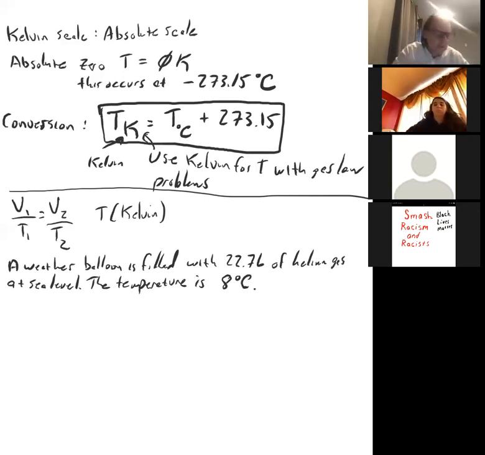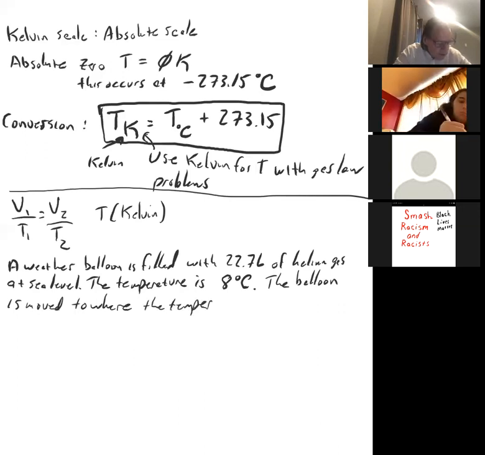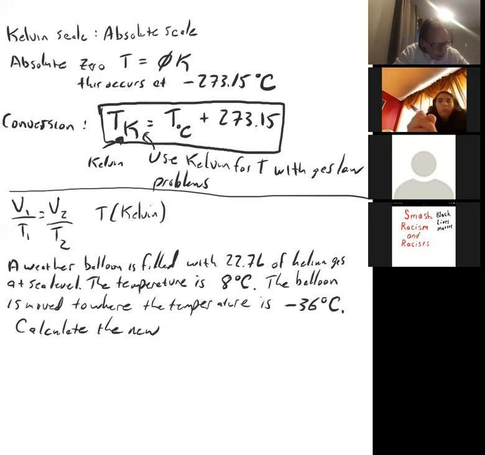Okay. The balloon is moved to where the temperature is negative 36°C. Calculate the new volume of the balloon.